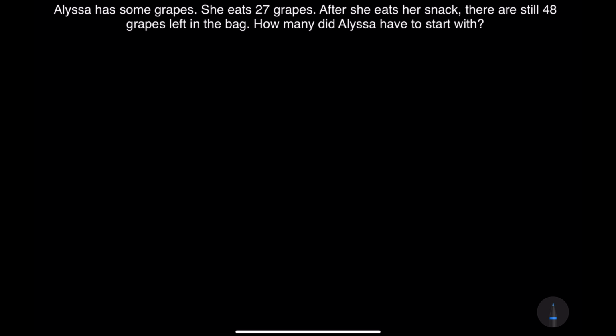All right. So we need to organize our thinking a little bit, and one of the ways you can do this is with a number sentence where we list the start, the change, and the result. So in this problem, Alyssa starts with some grapes. That means we don't know how many she started with. And then there's a change. She eats 27. If she's eating them, they're going to go away. So something take away 27 equals, and she ends up with 48 still in the bag.